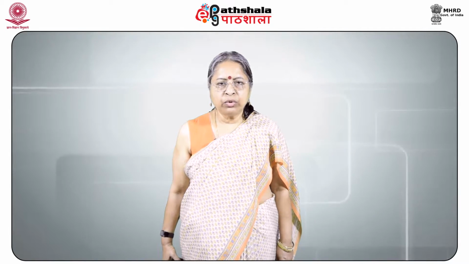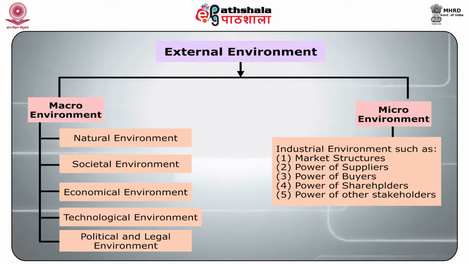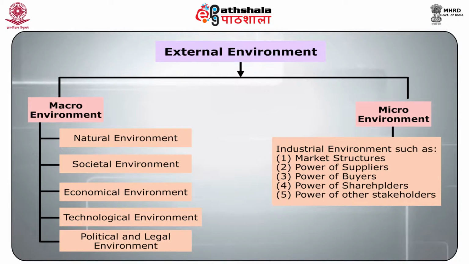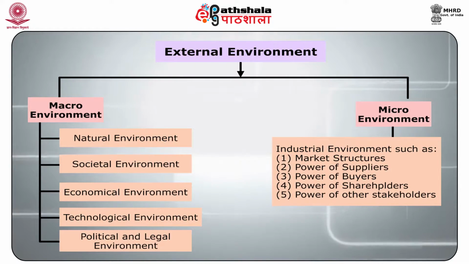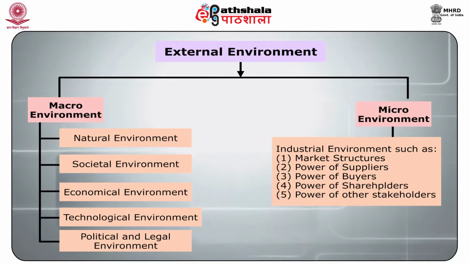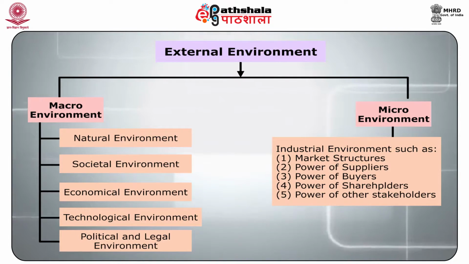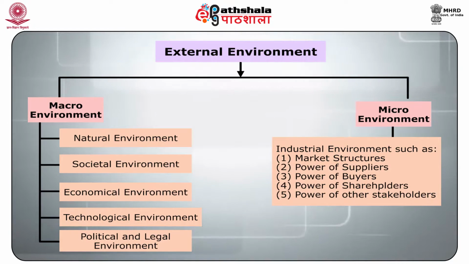Diagrammatically, it can be shown as follows. External environment is categorized into two, the macro and micro environment. The natural environment, the societal environment, the economical environment, the technological environment, and political and legal environment are the part of macro environment. And the industrial environment is a part of micro environment, such as the market structure, power of suppliers, power of buyers, power of shareholders, and power of other stakeholders.